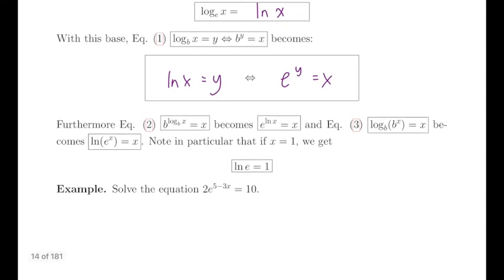And remembering those two properties from before, we can also substitute e for b for those two things. This one's going to become e to the ln x is equal to x, which you should memorize. And similarly, this other property, when you plug in e wherever you see b, is going to become ln of e to the x is x. You should also memorize that. And in particular, if you plug in 1 for x here, you're going to get ln e is 1, which you should also memorize.